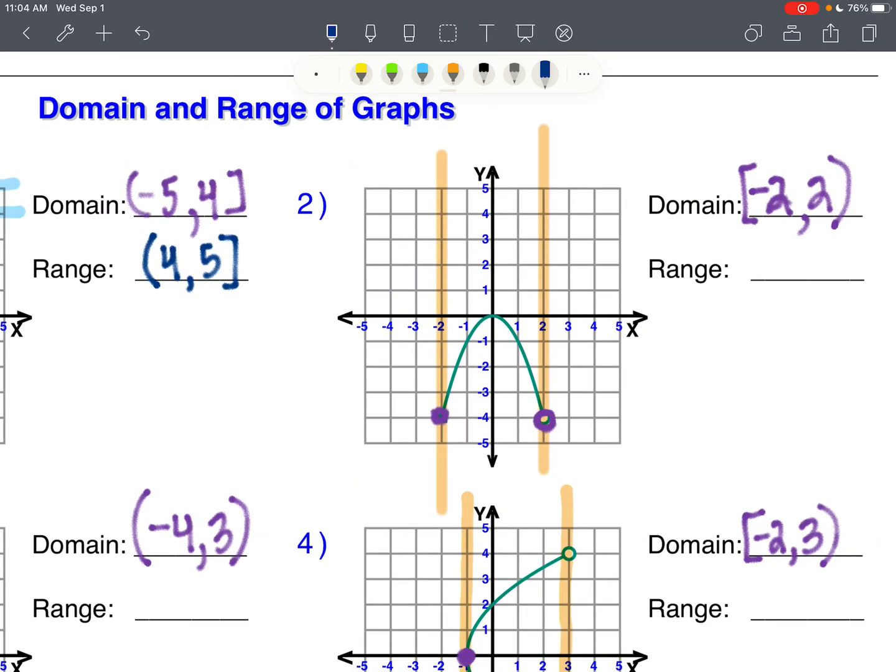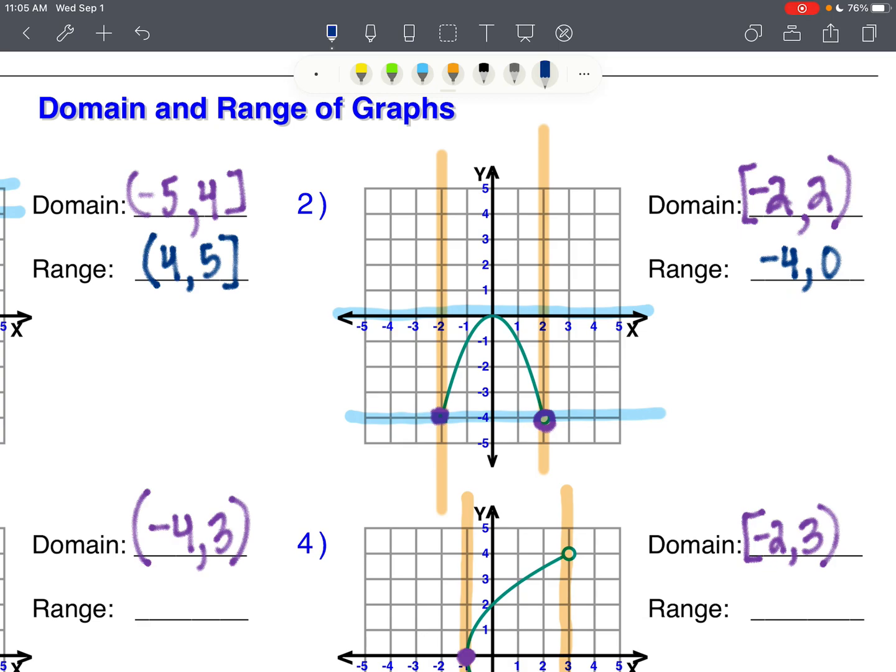Let's try another. I think just seeing a few of these will help. Okay, our low on number 2 is a negative 4. Our high is a 0. So our graph is graphed for the y-axis from negative 4 to 0. So I'm going to write that. Negative 4 is low, 0 is higher, negative 4 to 0.